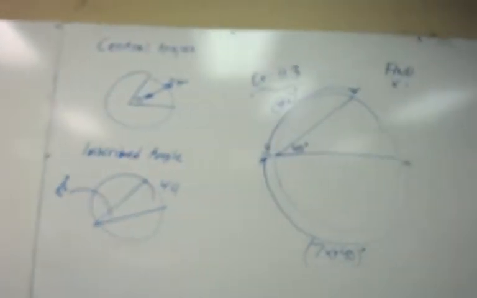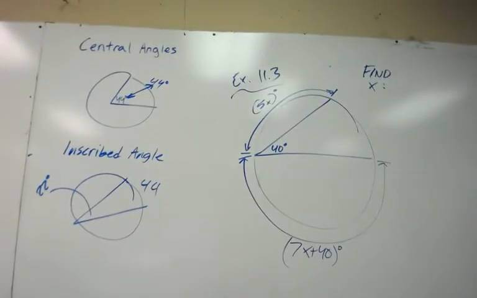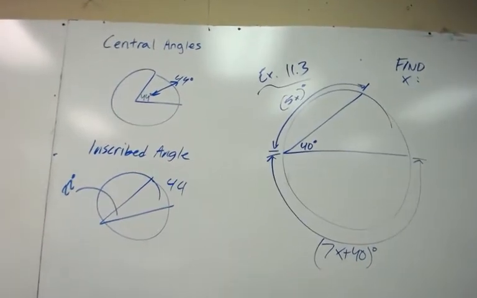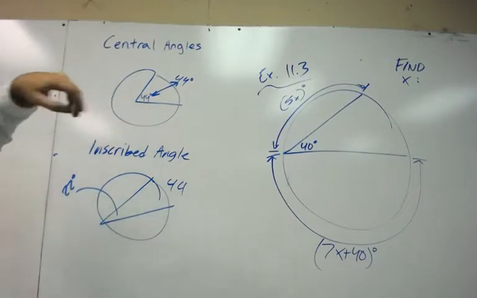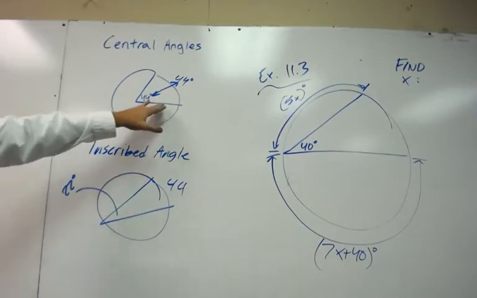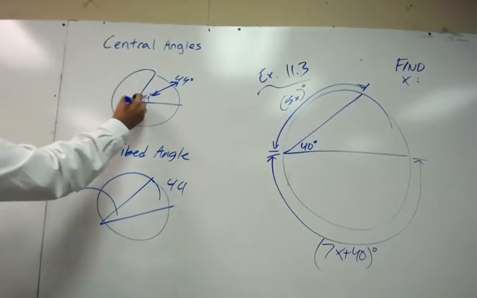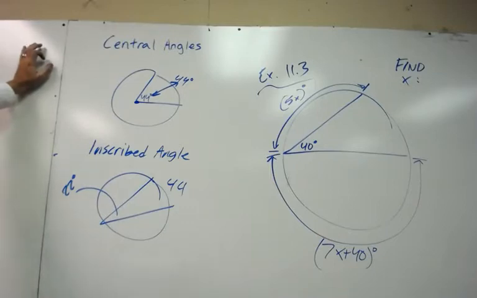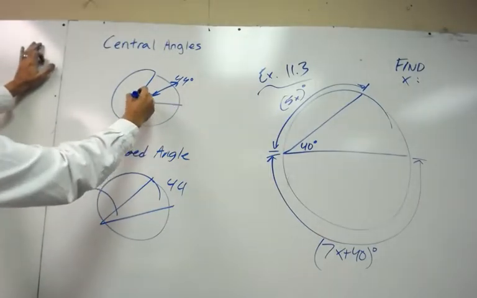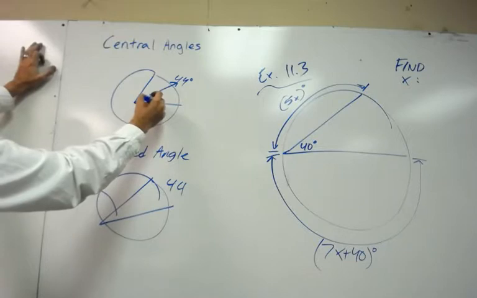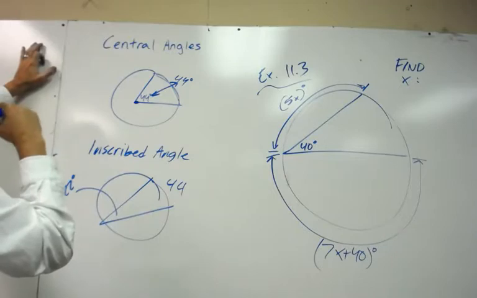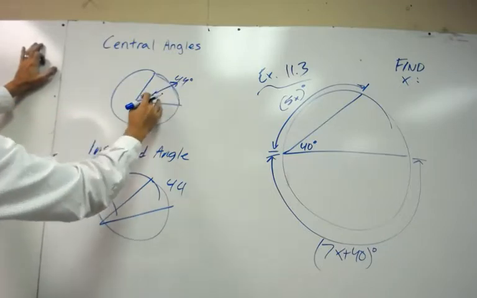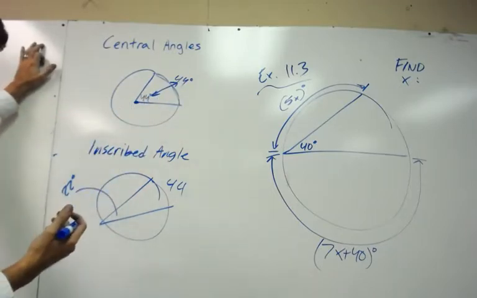Next concept is inscribed angles and central angles. Central angles first: if we know that these are two radii, meaning they meet in the center of the circle, because clearly that's the center, then this angle right here is going to be the same measurement as the degree of this arc. So if this is 44, we automatically know that is 44, and vice versa.